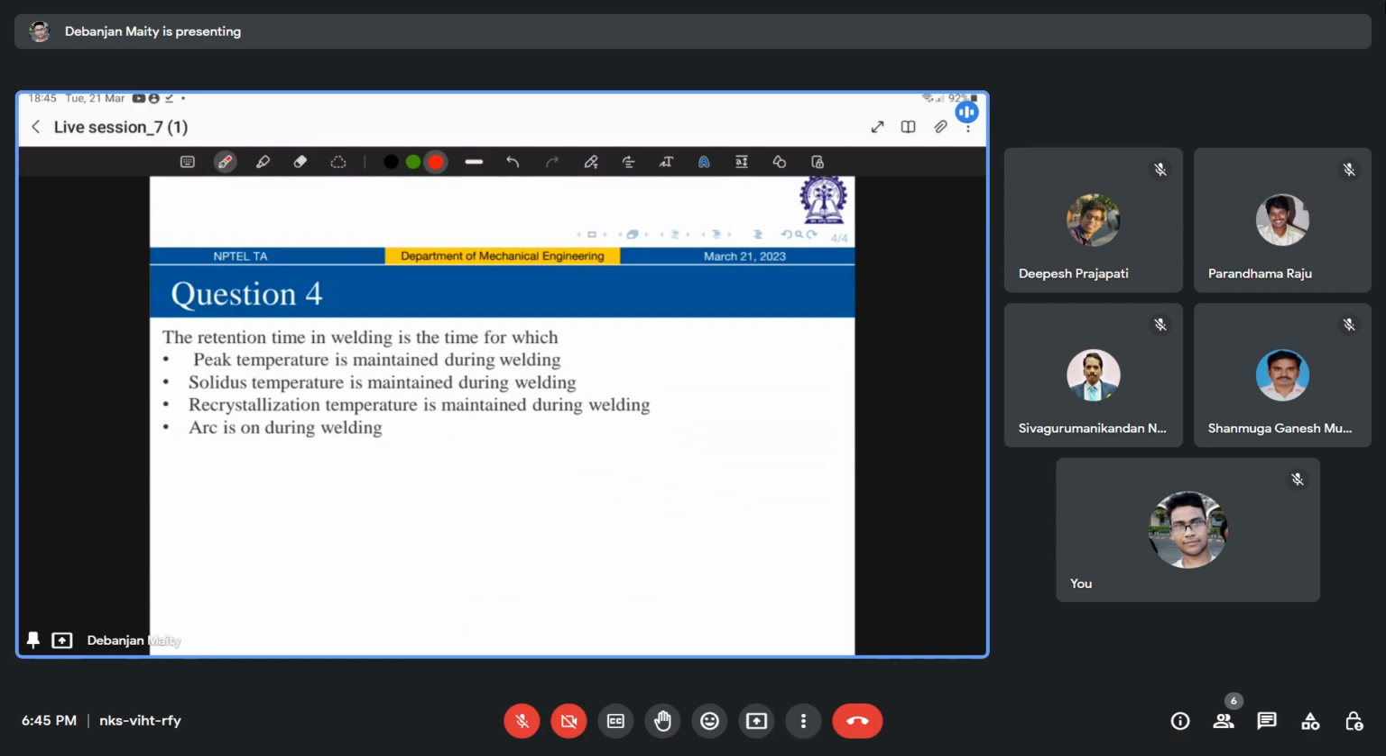So coming to this, basically the retention time, what is retention time? It is basically the time for which the peak temperature is maintained during the welding. That is called the retention time. Okay.